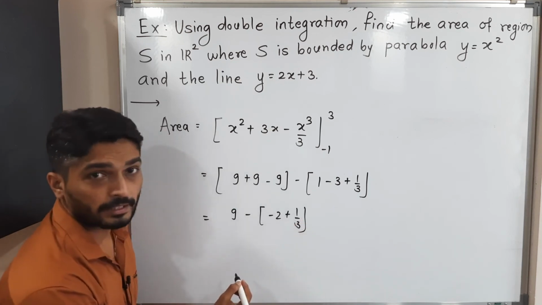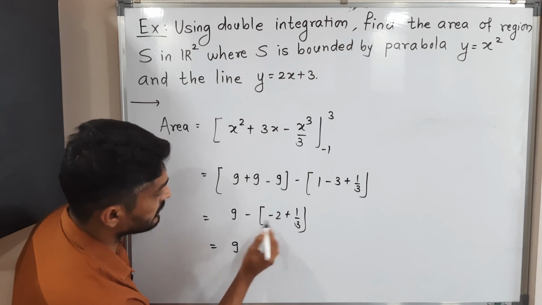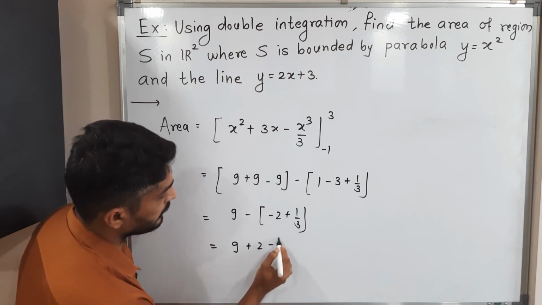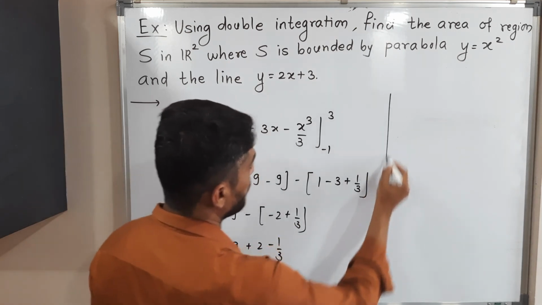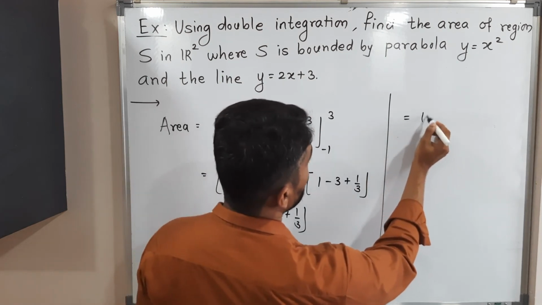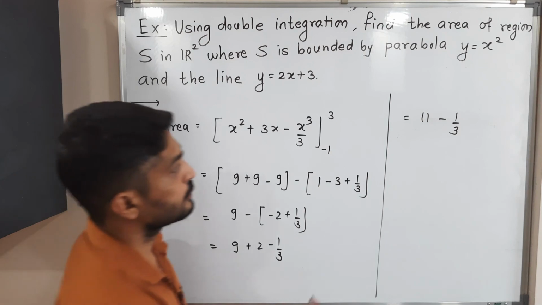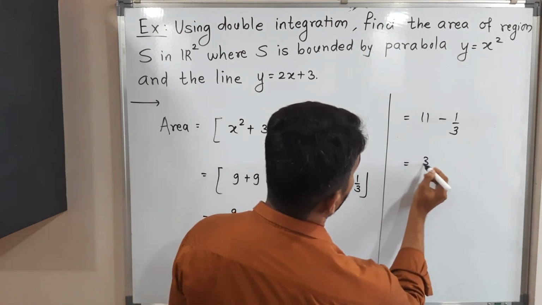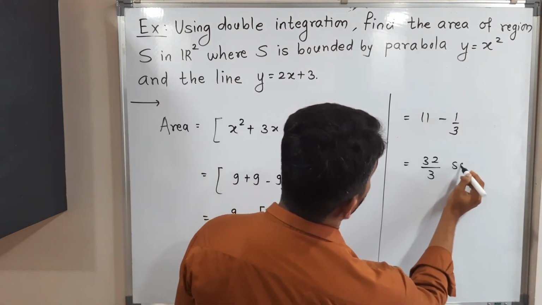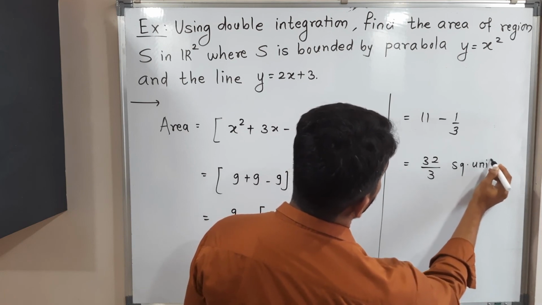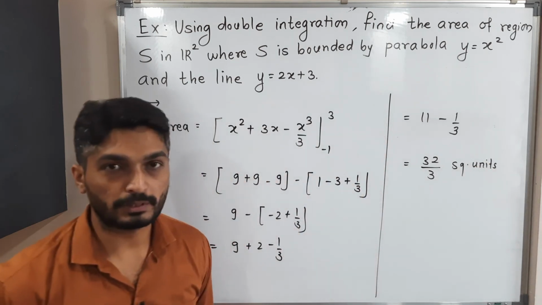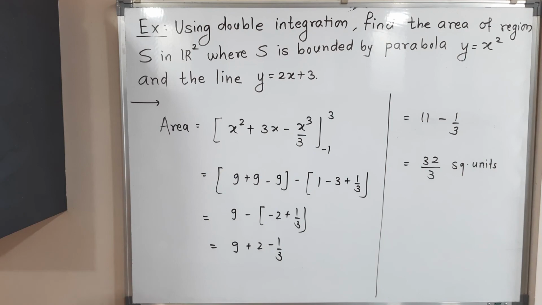I will solve the bracket. So what will we have? 9 minus minus plus 2 minus 1 by 3. So this is equal to 9 plus 2, 11, minus 1 by 3. Need to cross multiply, right? So 33 minus 1, 32 by 3. I should mention square units here since it is an area, and units are not mentioned, so that's why square units. This is the required answer.